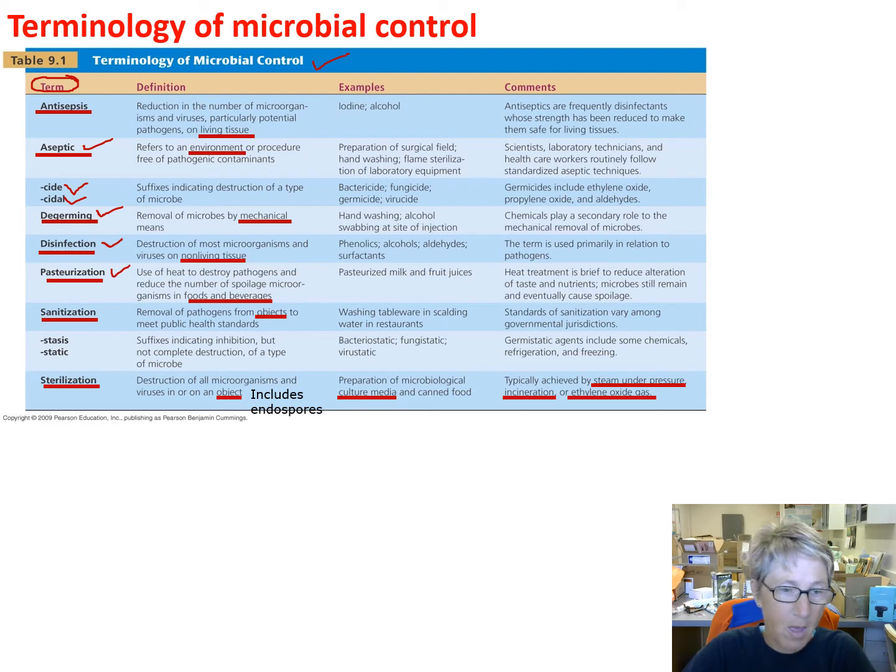Pasteurization, so everybody's heard of that, you get pasteurized milk. Sanitation, this is kind of a term that they use to meet public health standards. So I don't know if they do it on toilets anymore in hotel rooms, but they used to have a paper strip saying, sanitized for your protection. And then sterilization is where you destroy all microorganisms and viruses on an object. That includes destroying endospores.